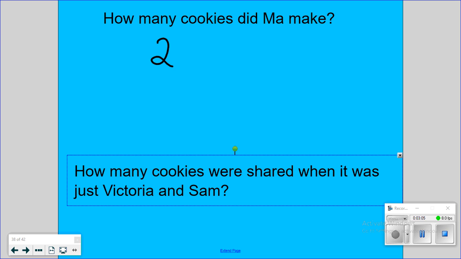So we have 2 groups of what? What did each kid get? 2 groups of what? Show me. 6. 2 groups of 6 equals box.